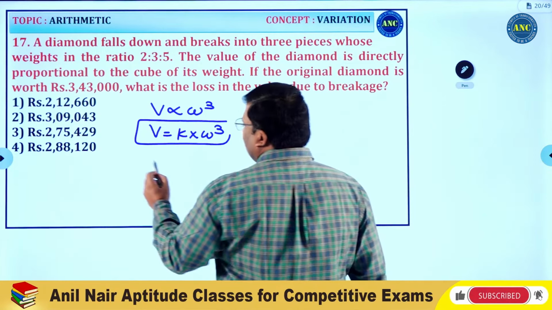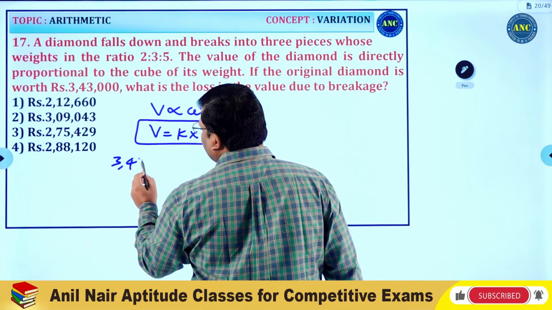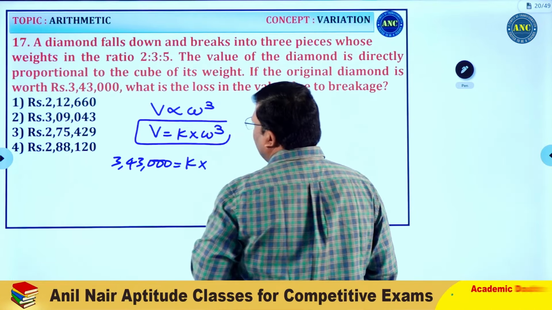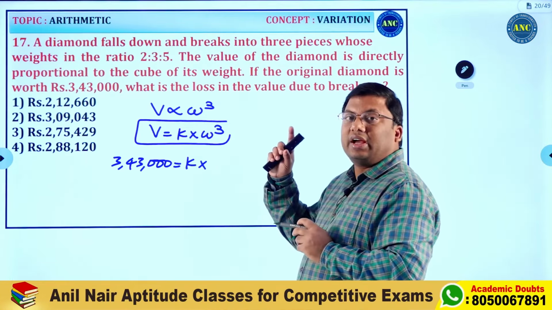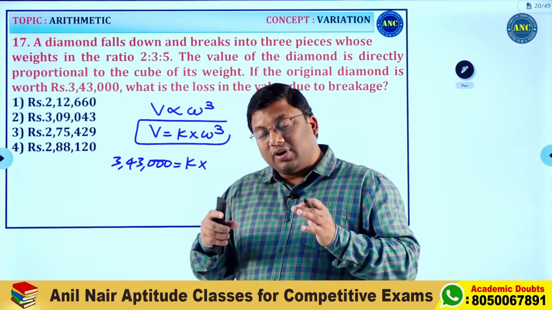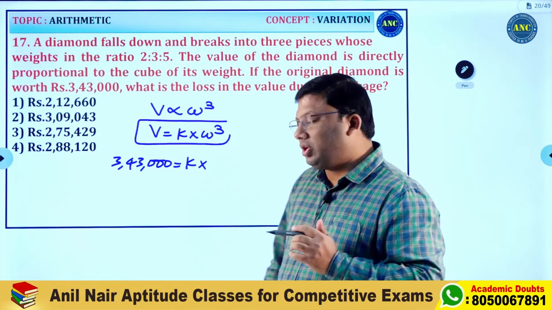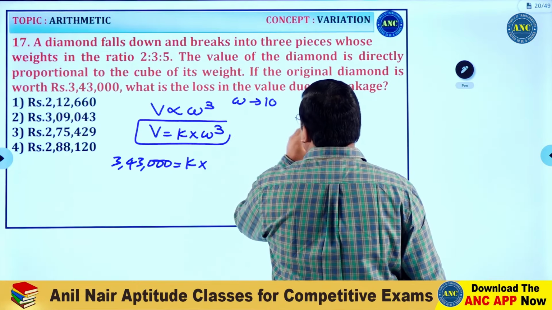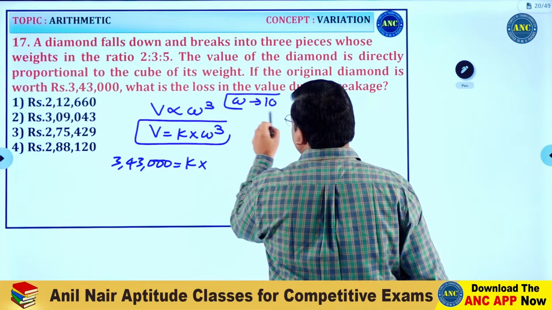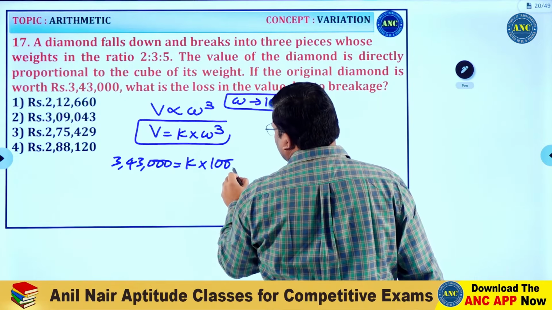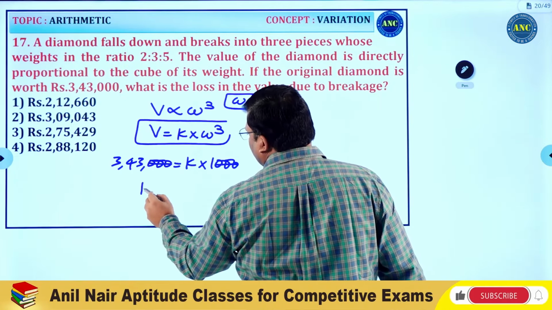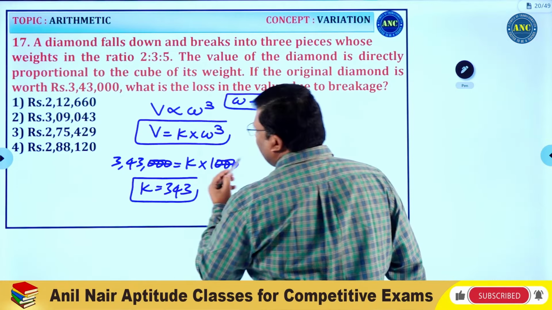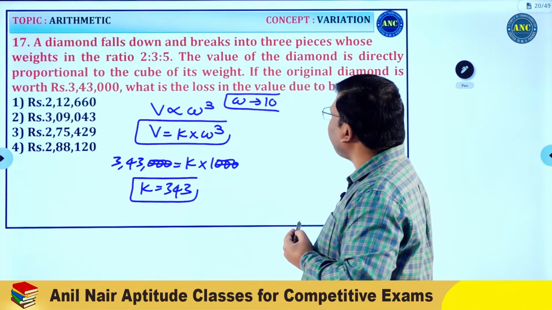What is the initial weight? Initially the value is 3,43,000. It is broken into 3 parts. What are the parts' weights? 2:3:5. That means initial weight is 2 plus 3 is 5, 5 plus 5 is 10. 10 cube is 1,000. So K is 343. Once you know the value of K, solving the problem will be easy.